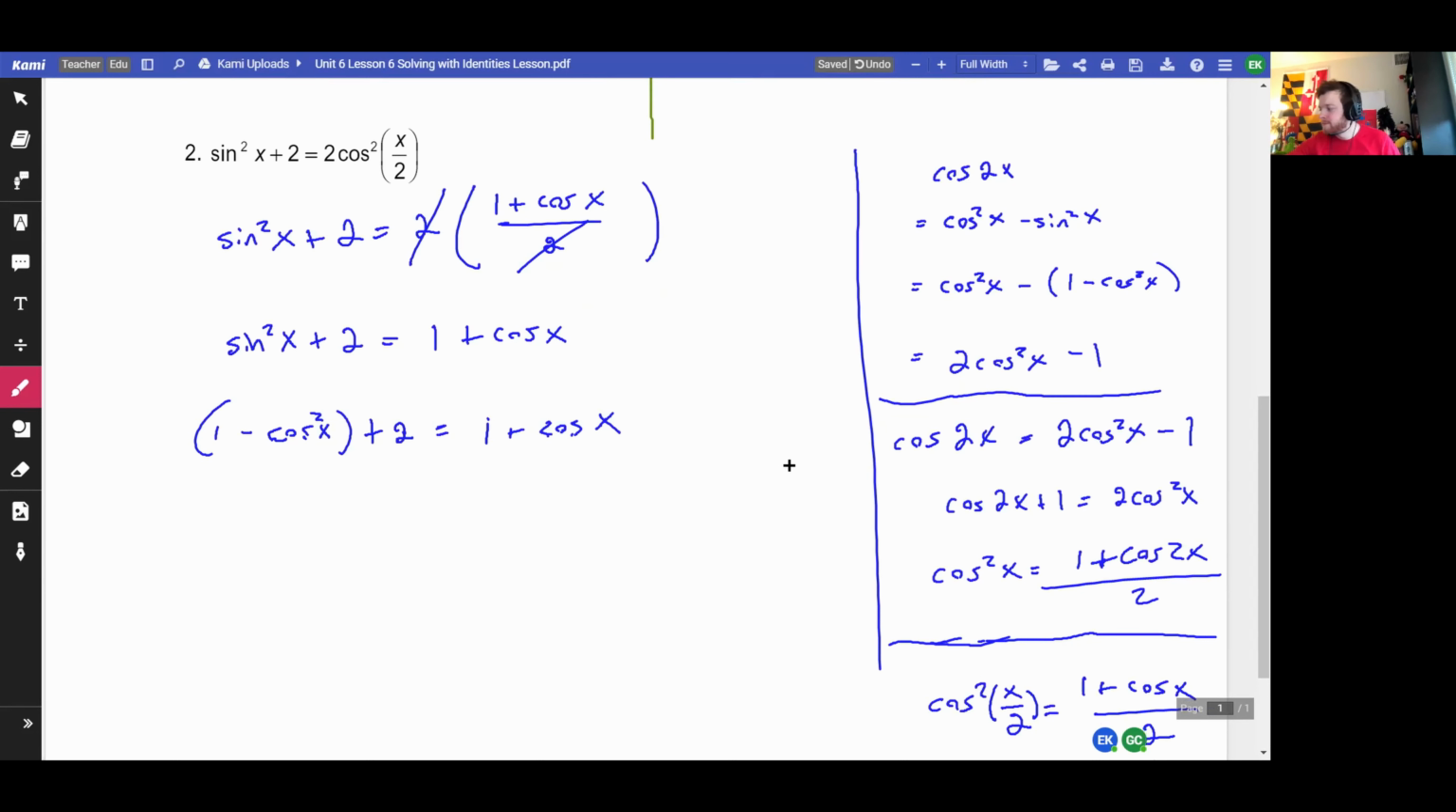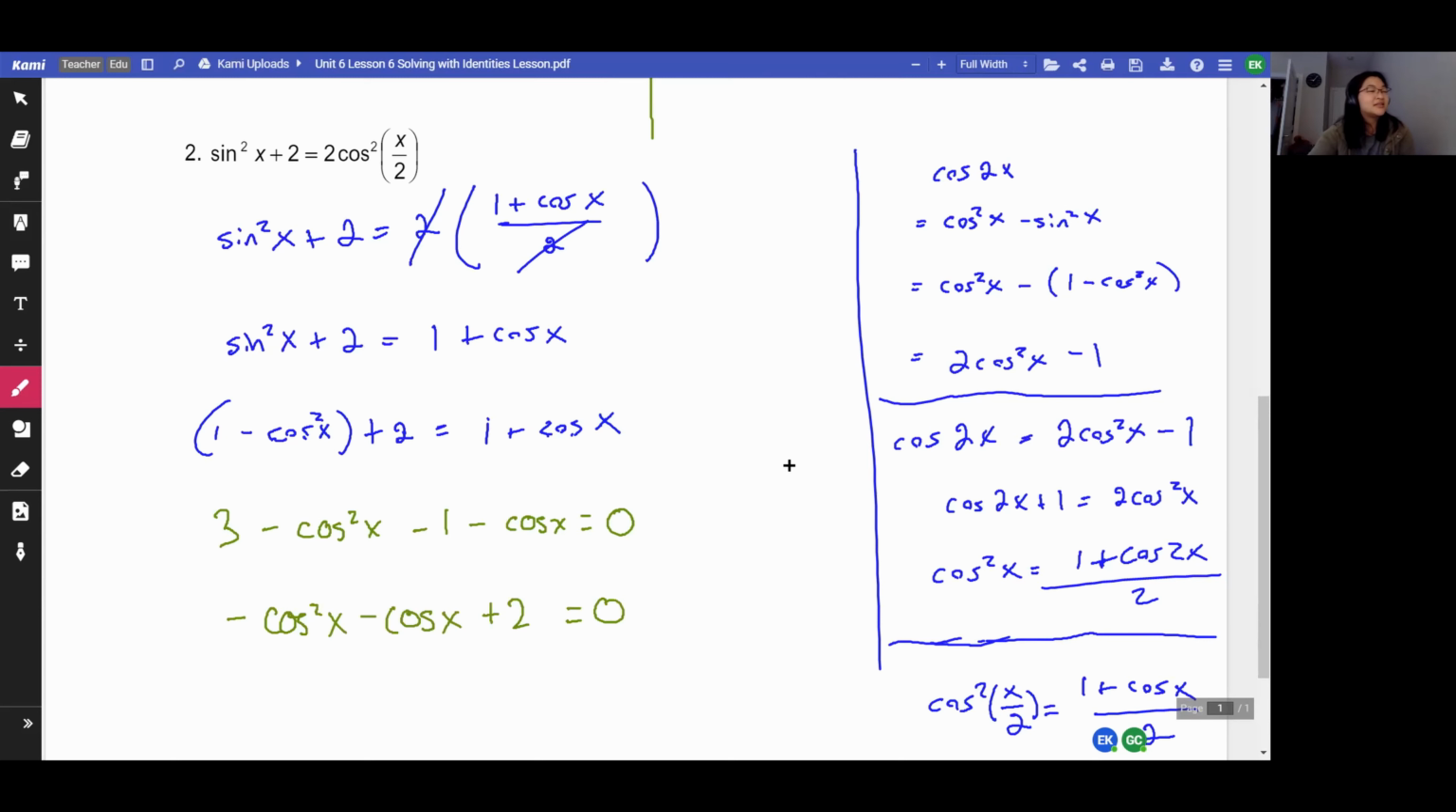Yeah, sure. All right, so we got 3 minus cosine squared x, and I'm just going to move this over. Wait, is it going to be 3? 1 plus 2. Yeah, it's going to be 3. I'm sorry. And then we'll take away the 1 again. So then we end up with again 2. So I'm going to do negative cosine squared x minus cosine x plus 2 equals 0. And then using your wizard skills.